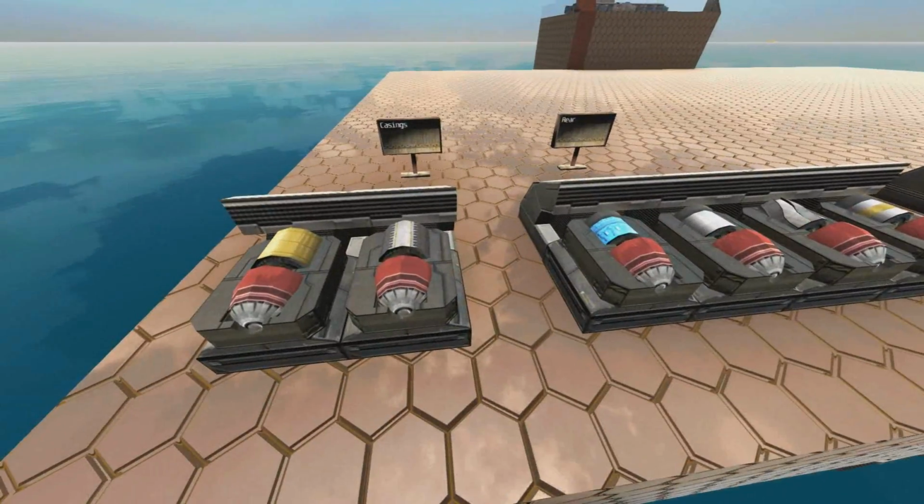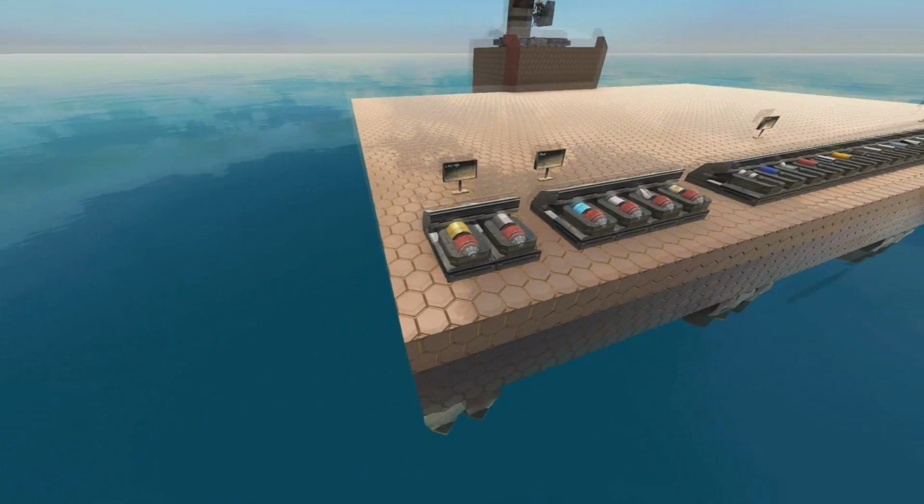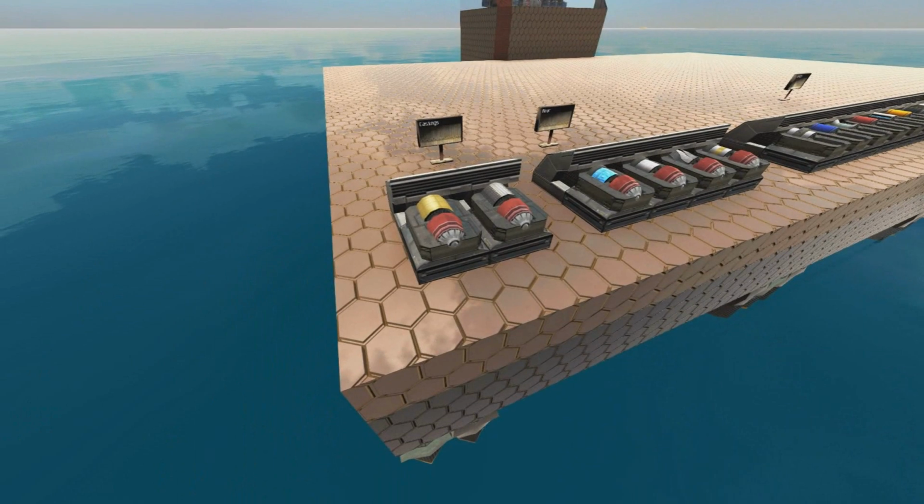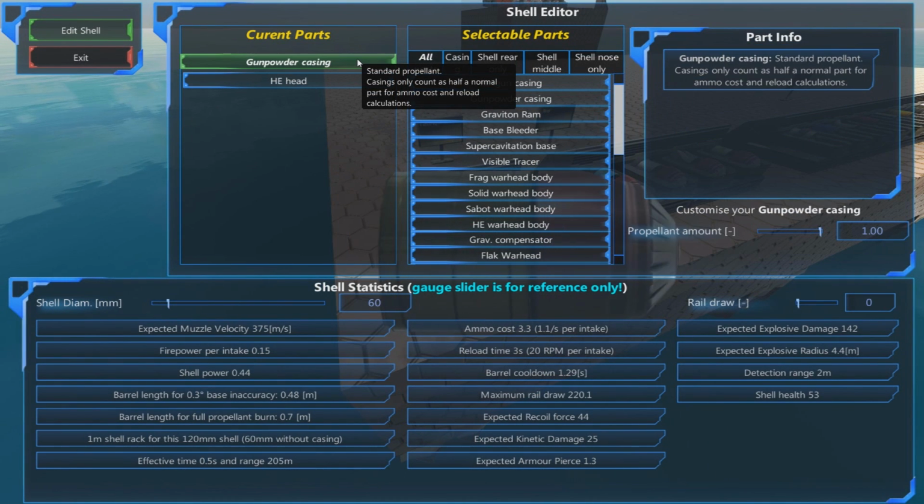So, to start off with, we have casings, and this is what goes on the back of the shell and helps shove it forward when you fire it out of your gun. So there's two of them. Firstly, there's a gunpowder casing, so that's standard propellant. Casings only count as half a normal part for ammo cost and reload calculation.